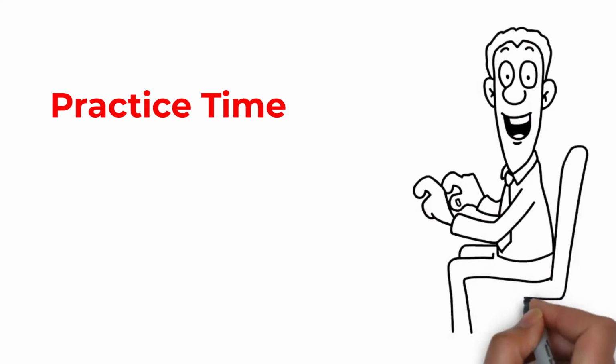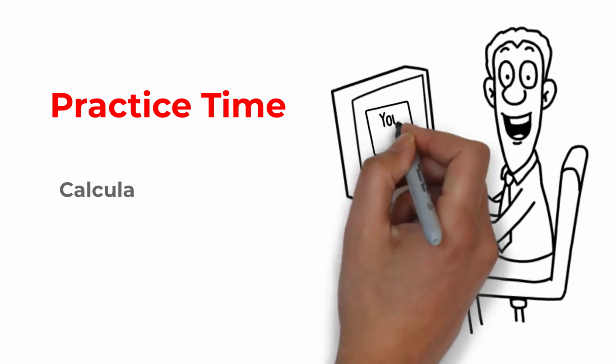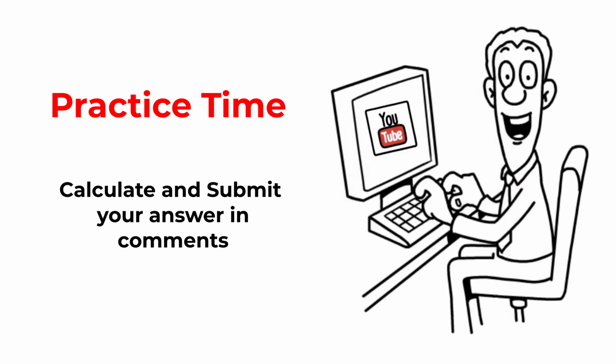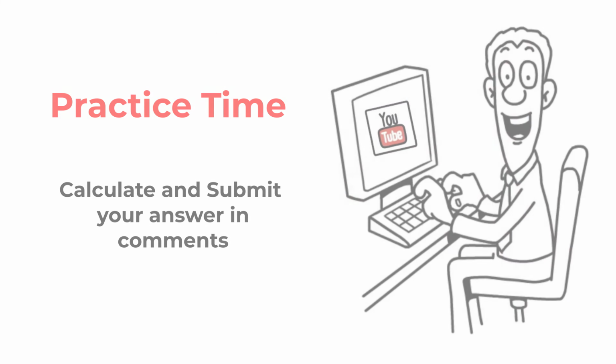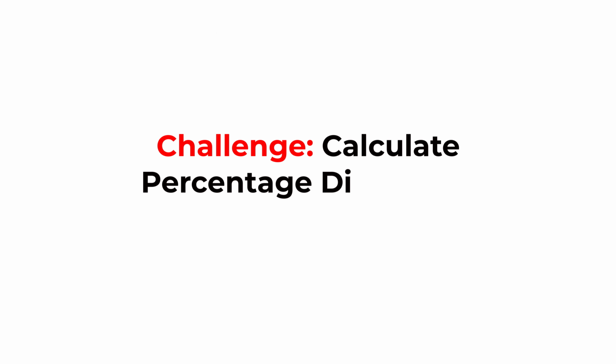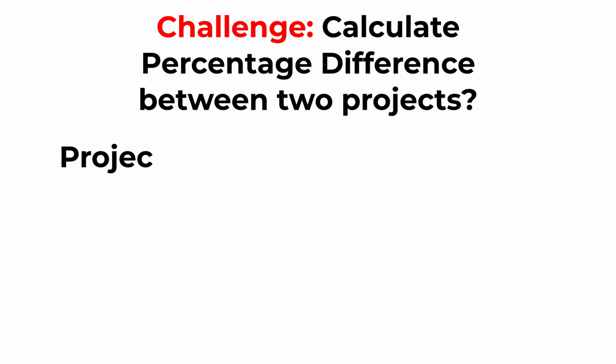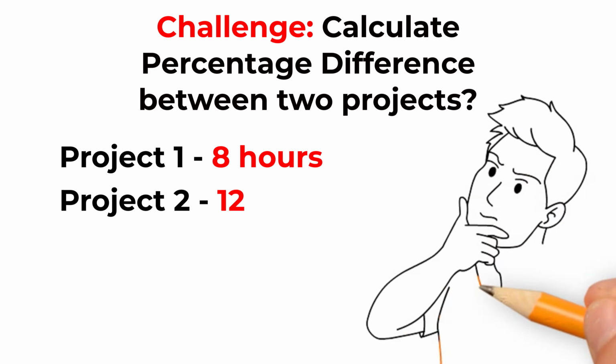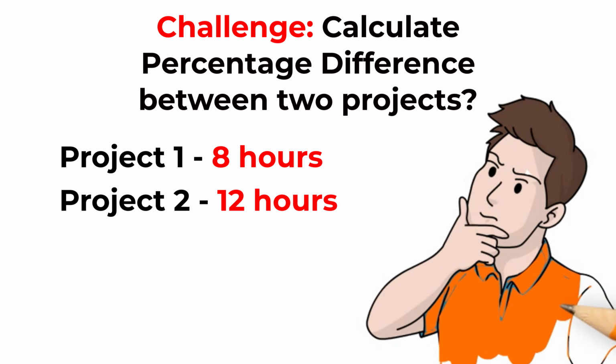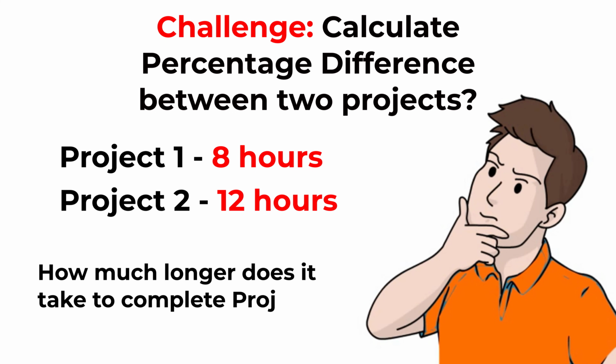And now here's the question for you to try. If you can calculate the answer, please post it in the comment section of this video so I can give you the grade. We have 2 projects, and to complete project 1, it takes 8 hours, and to complete project 2, it takes 12 hours. So how much longer in percentages does it take to complete project 1 versus project 2?